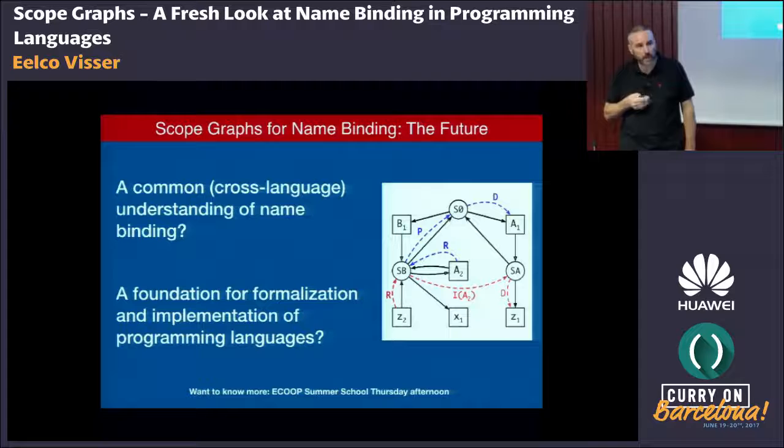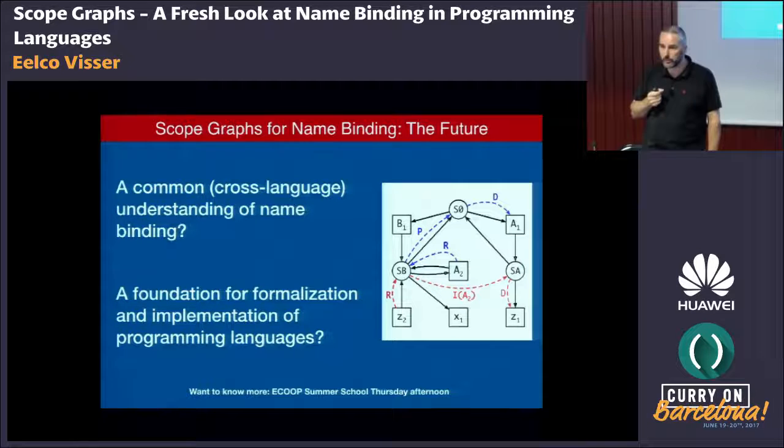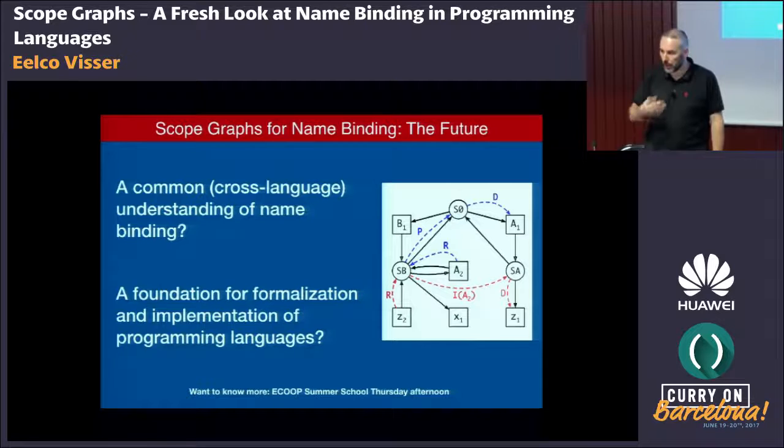So to conclude, I've presented scope graphs as a solution for name binding. I hope that this will provide us a common cross-language understanding of name binding and a foundation for formalization and implementation of programming languages. And I would be very interested in your feedback offline or otherwise. And thank you.